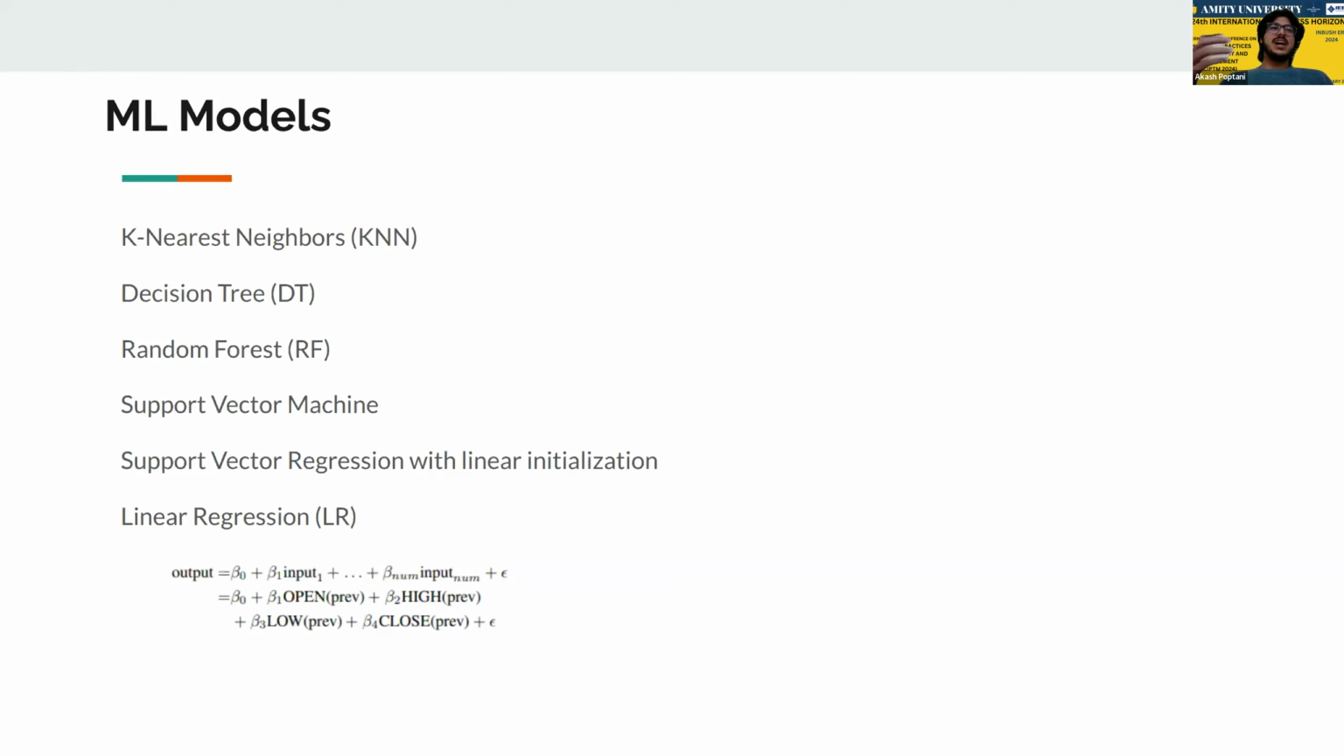We then subsequently analyze this SVR with a linear initialization, which is y equal to x, by changing a few hyperparameters because of the closeness of the prices. Because of this inherent closeness of the prices, we also try out the linear regression model, which is the fundamental regression model. It captures the linear relationship between the dependent variable outputs and some input variables, as shown by the equation here. In our case, these were the open, high, low, and close of the previous days.